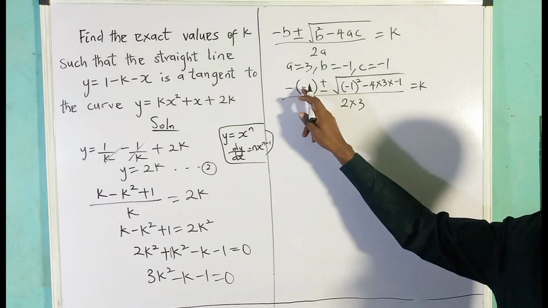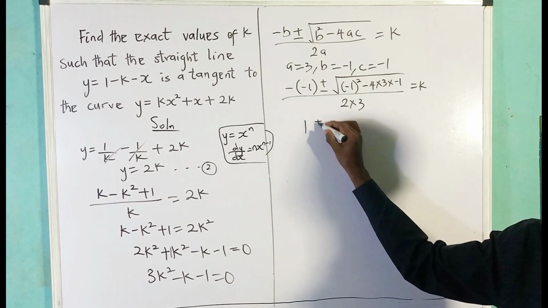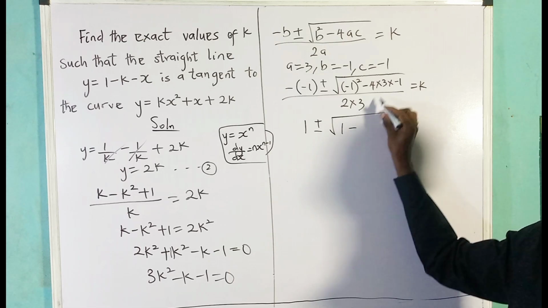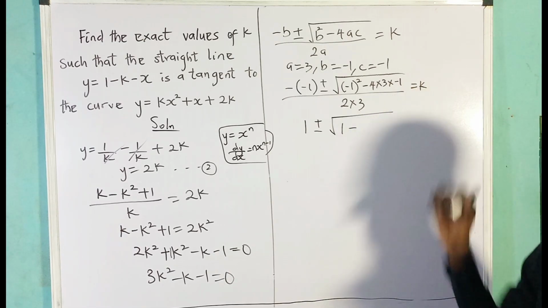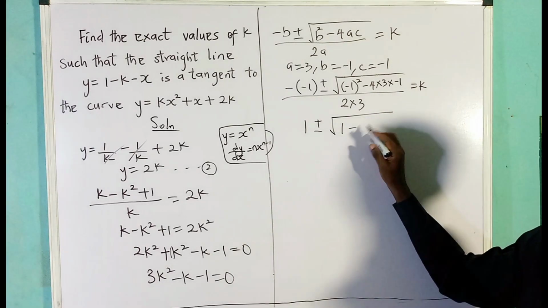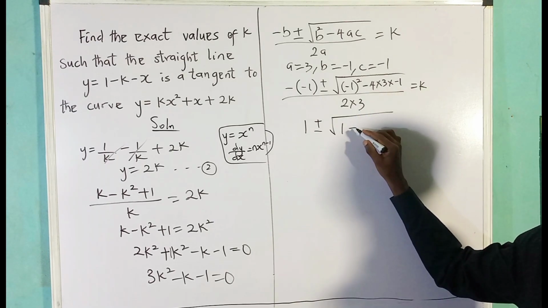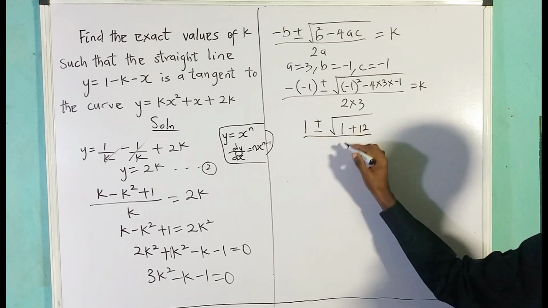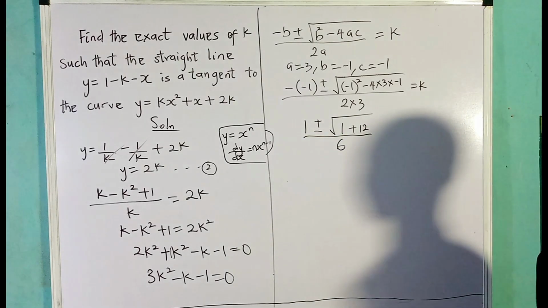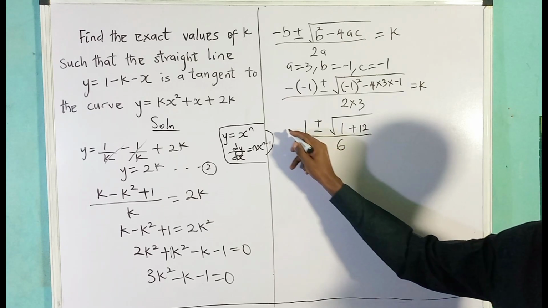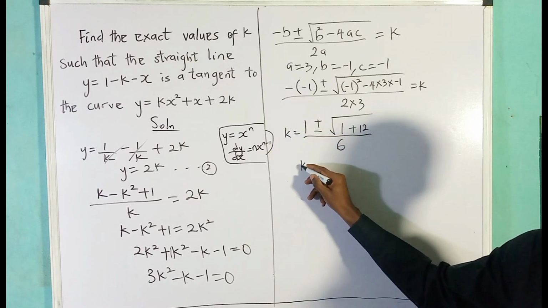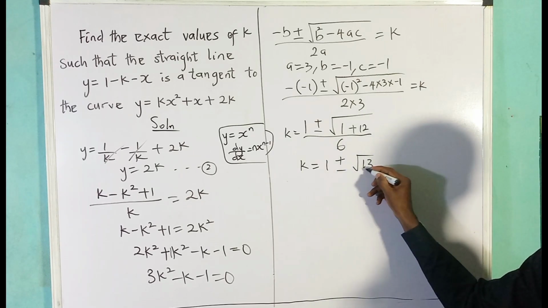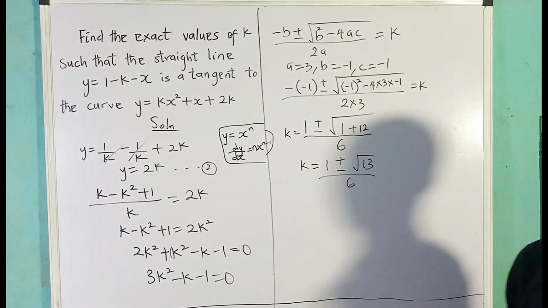And then this is minus times minus 1, plus minus the square root of 1 minus 1 square is 1, minus 4 times 3 is 12, times minus 1, that is minus 12. Minus 12 times minus, that's going to be plus 12, over 2 times 3 is 6. So this is equals to k. k equals to 1 plus minus the square root of 13 over 6.